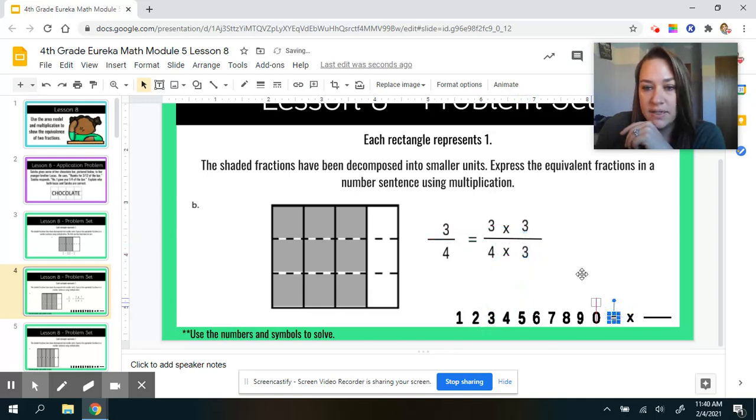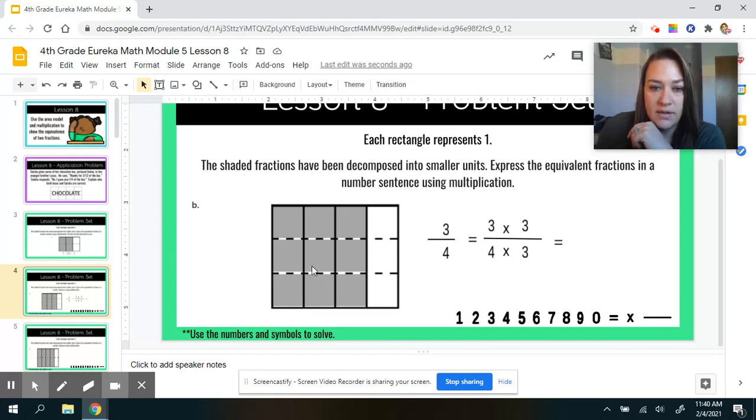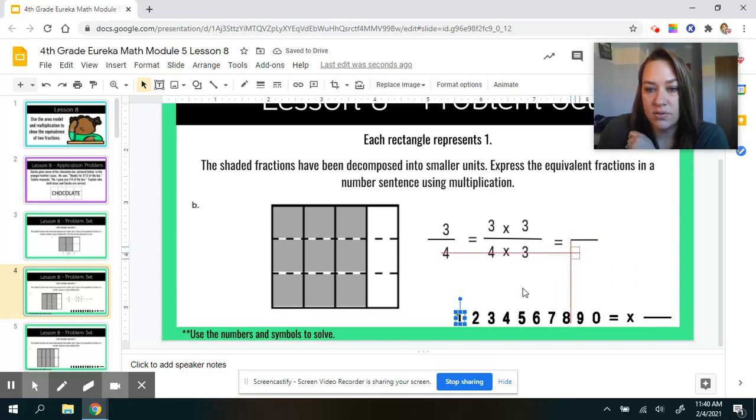You could look at this and say, okay, we knew that we had 3/4 to begin with. What do we have when we use those horizontal lines? We've got 3, 6, 9 of the 12 shaded. So you could think, what's 4 times what gets me 12? 3 times what gets me 9? That will help you figure out what you need to multiply by as well. So because we multiplied by 3, 4 times 3 gives us 12. 3 times 3 gives us 9.